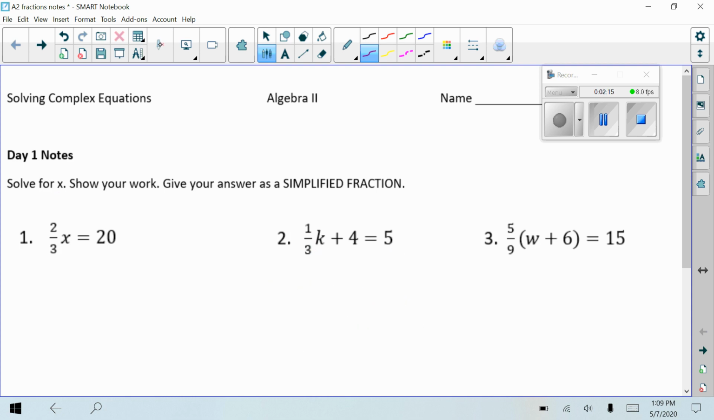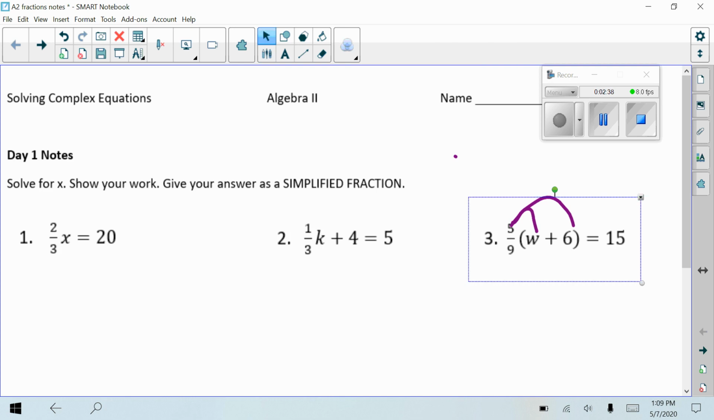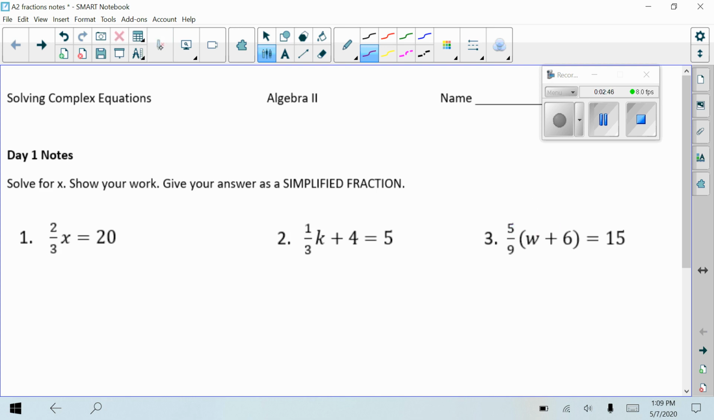Number 3. Remember here in number 2, I said get rid of adding and subtracting first. Well, we can't get rid of the adding and subtracting here because that's really attached to this 5/9. So be careful there. Don't subtract 6 first. You could distribute if you wanted to, but you don't need to. The reason I wouldn't distribute here is because then you're going to get 5/9 w and a fraction here. So while that is an option, instead I would probably get rid of the fraction by multiplying by the reciprocal.